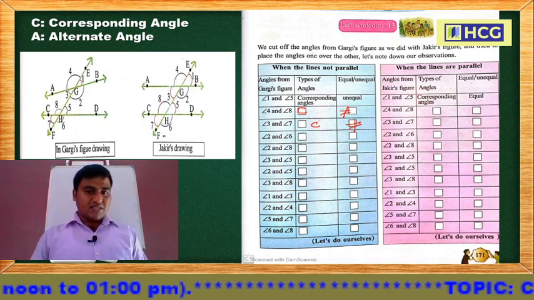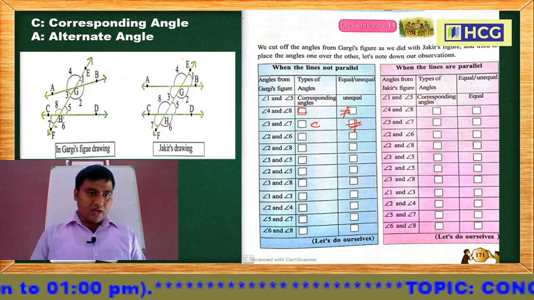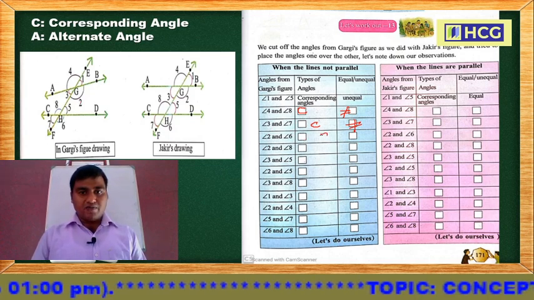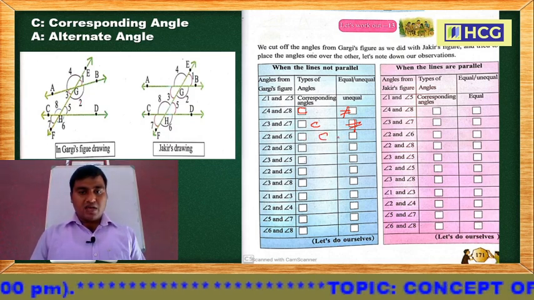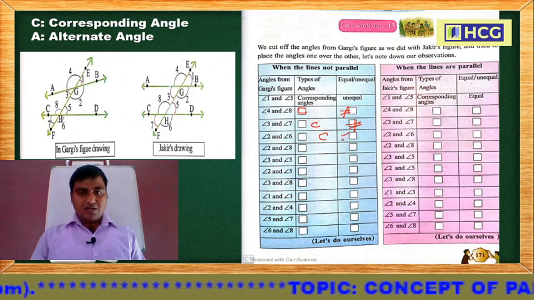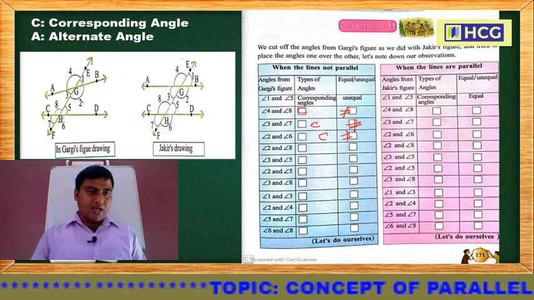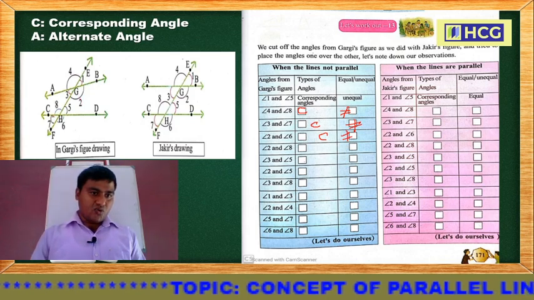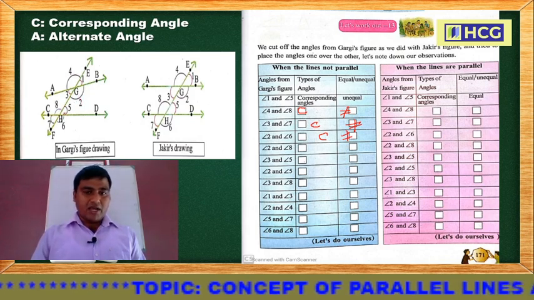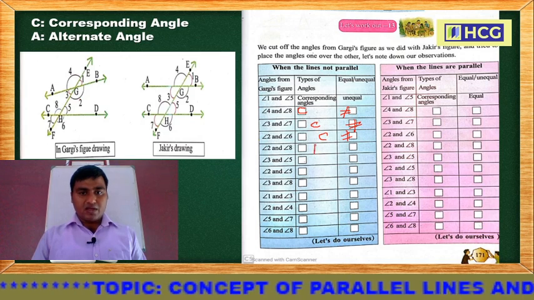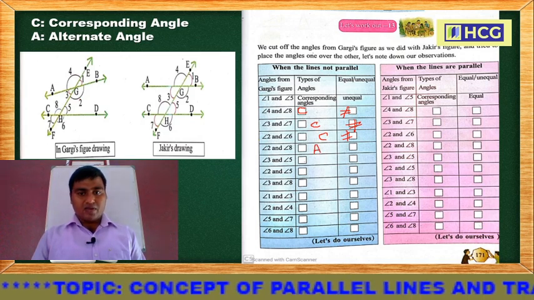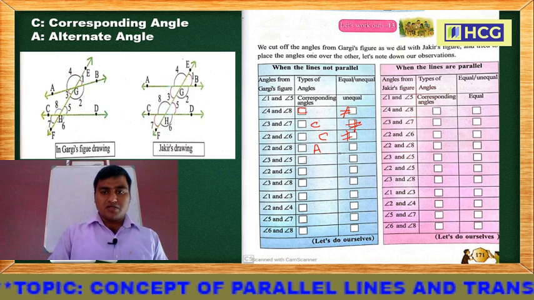Angle 2 and angle 6. This is also a corresponding angle. Right? C. And if two lines are not parallel, so corresponding angles are not equal. Angle 2 and angle 8 are alternate angles. Right? A. If two lines are not parallel, so this is not equal.